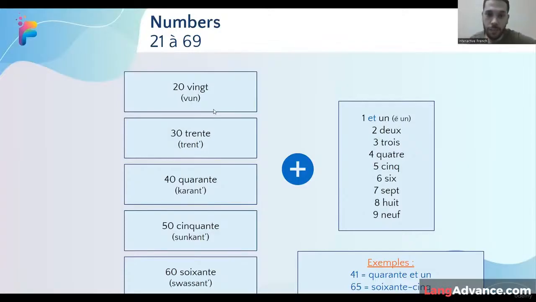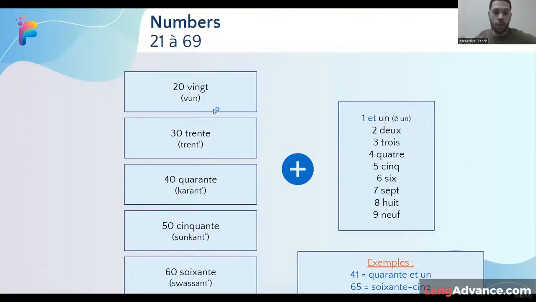21, right? So for 21, you have to add the et. Remember, et is "and," right? So technically, when you say 21, you say 20 and 1, right? Same for 31, 41, 51, 61. You get the idea, right?